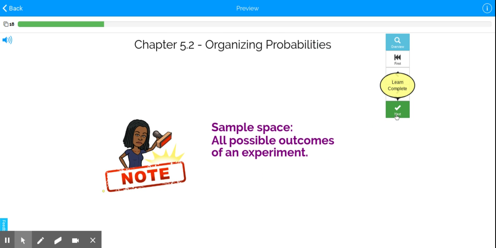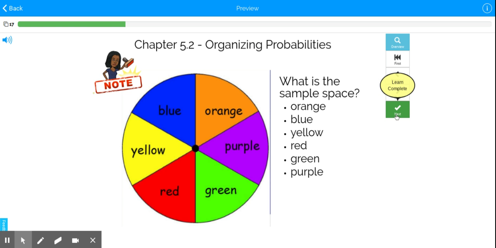Okay, make a note of this. Sample space is all possible outcomes of an experiment. You can pause if you need to. Now, here's an example. Make a note of it. Get out those pretty colors. What is the sample space of this spinner? It's orange, blue, yellow, red, green, purple. It's just all the possible outcomes that you could get. It's a good little example. Make it fun.